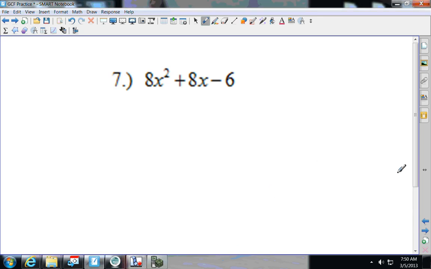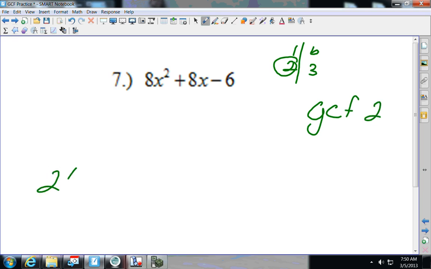Okay, on this one, again, I look for the smallest one, and I see it's 6. Does 6 go into 8? No. All right, so 1 and 6, and what are the other factors? 2 and 3. The next biggest one is 3. Does 3 go into 8? Nope, so it's 2. The GCF is 2. So I pull out that 2, divide everything by 2. I get 8 divided by 2, 4x squared plus 4x minus 3.